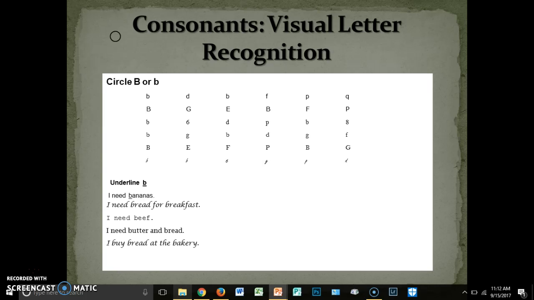So you want to make this as realistic as possible. Her second activity has them underlining the letter B in all these different sentences. I need bananas. They're not creating the sentence and they're not reading the sentence. They are listening, and if they hear the letter B, they're going to underline it.